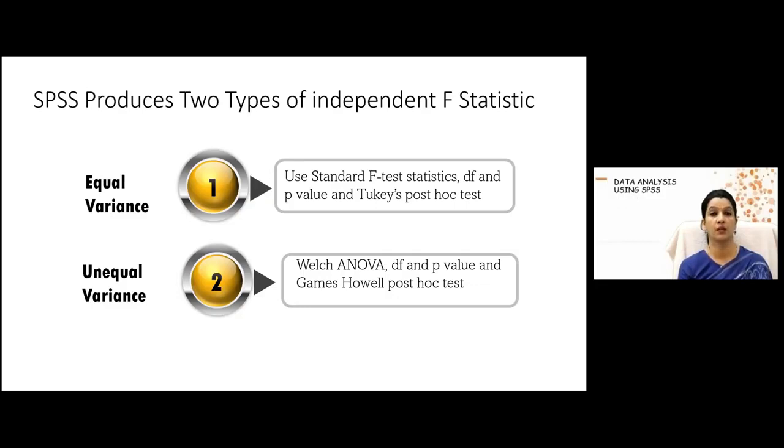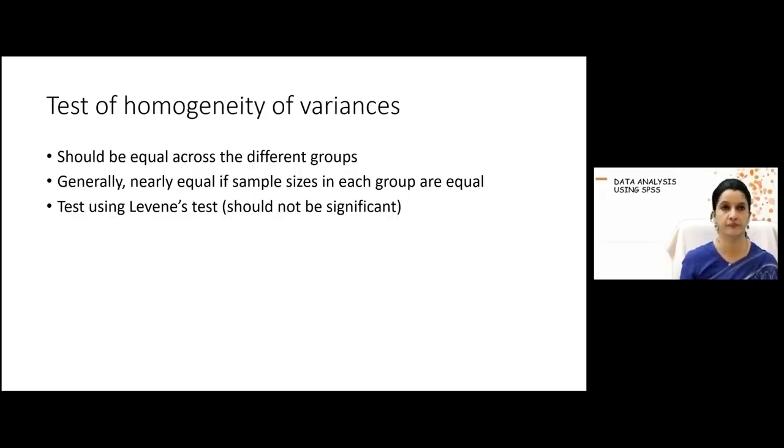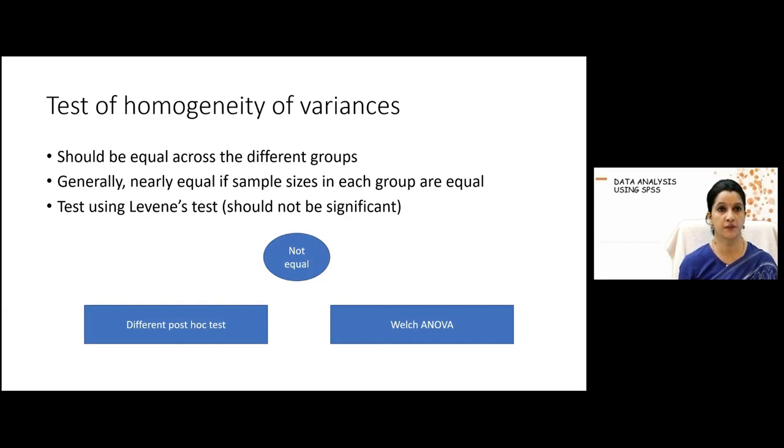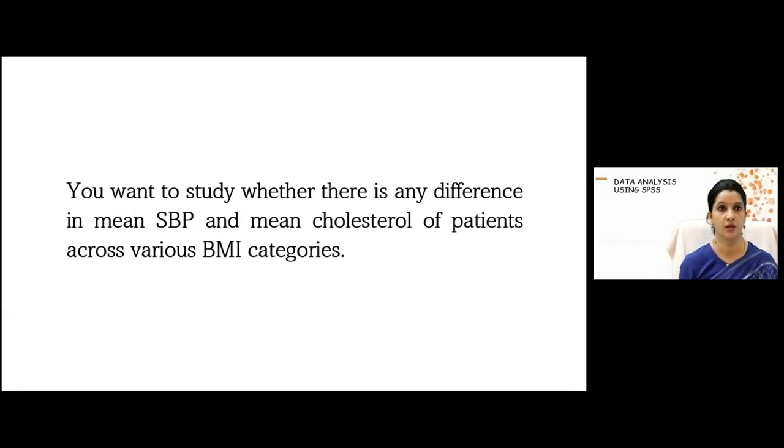So here I'm introducing you to two new names, Tukey's post hoc test and the Games-Howell post hoc test. The results come with both these values. It's you who have to take a particular value, seeing your homogeneity of variance, like we did for the t-test. So we have seen that if it is not equal, we will use Welch ANOVA and a different post hoc test, that is the Games-Howell post hoc test.